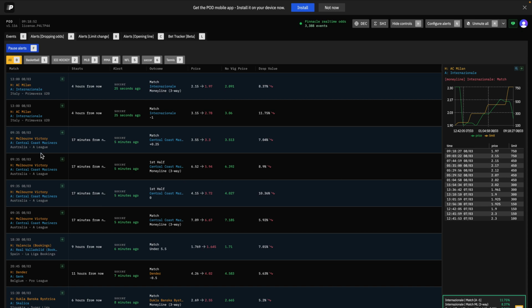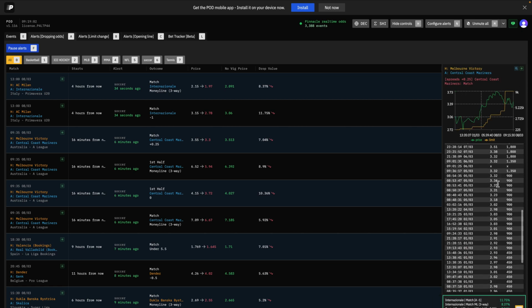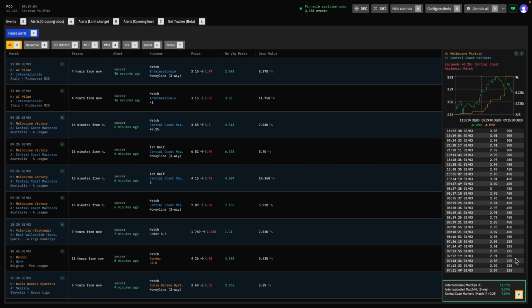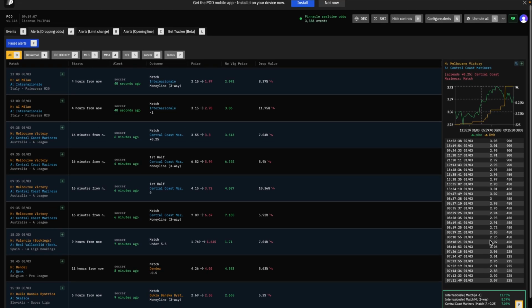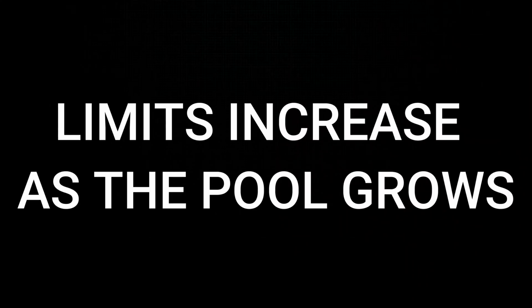If we actually go down to a game that's starting, look, it's starting in 17 minutes, and that's the Melbourne Victory against Central Coast Mariners. We click on that, you can see the limit is now at 9,000. And if we scroll right down to when it started off, look at it, it started at 225. This shows you how the limits move over time, nearer the game as the pool swells, and that's the important thing to understand with Pinnacle Sports.